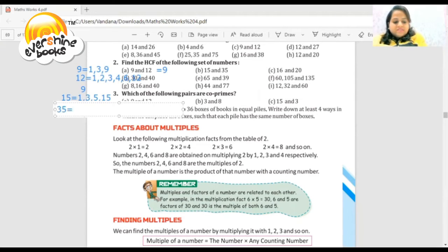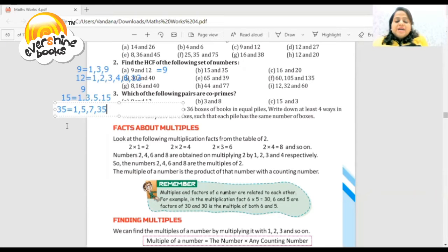So you will get the answer 1, 5, 7 and your number 35. And tell me the last one. Yes, come on. And the last one is 35, the number itself. So students, these are the factors of 15 and 35.